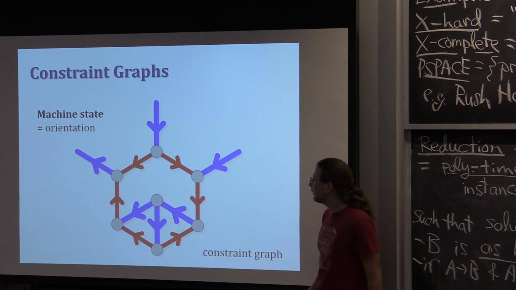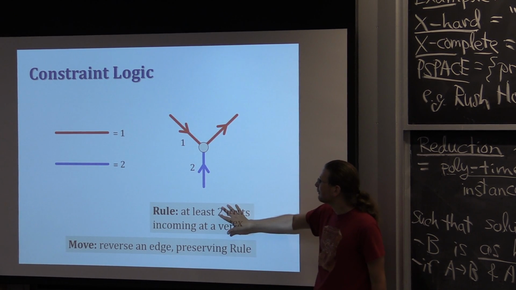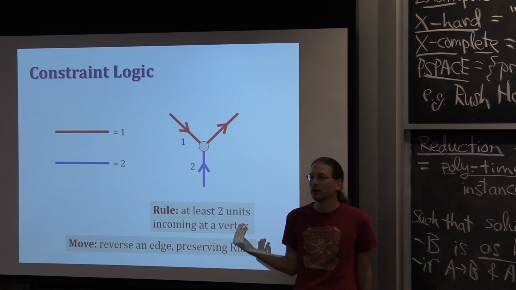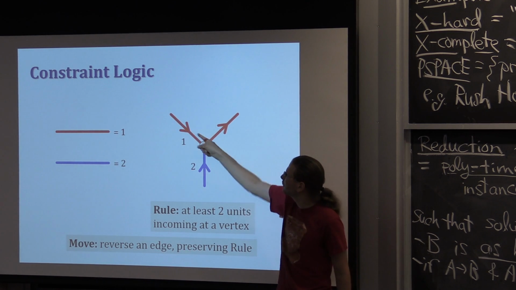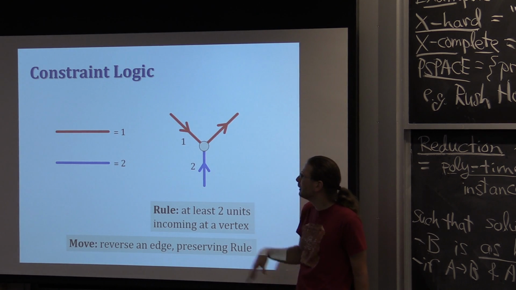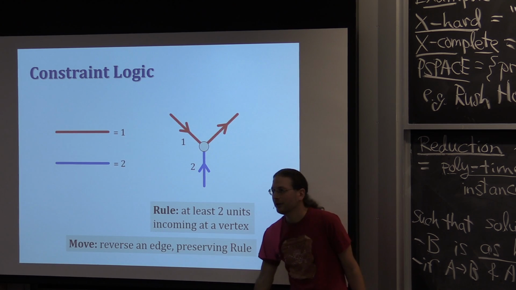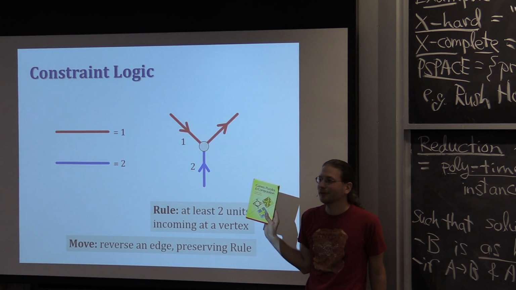And the constraint, in general, this is called a constraint graph. And the constraint you have to satisfy is that at every vertex you have at least 2 units of flow pointed into the vertex. So here there's actually 3 units of flow pointed in. There's the red single unit and the blue double unit. Blue is always 2, red is always 1. So if you get the Kindle edition of this book, don't read it on a black and white display.